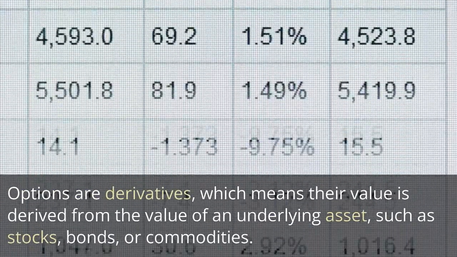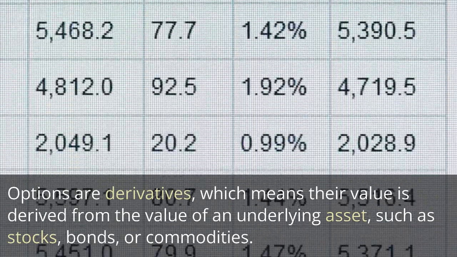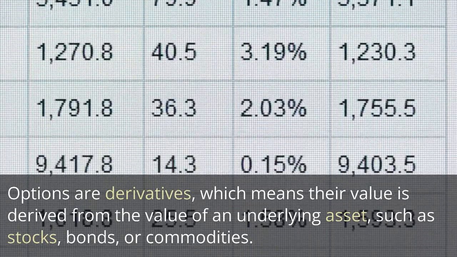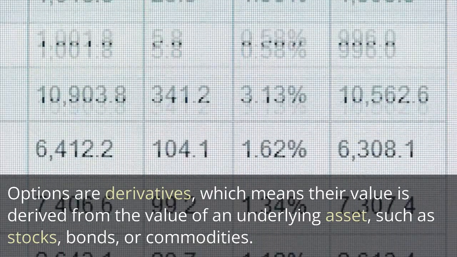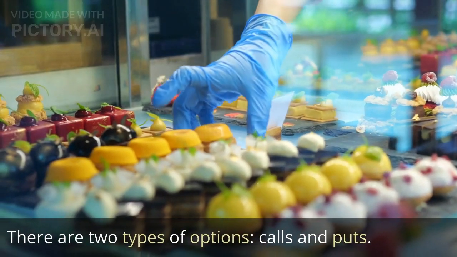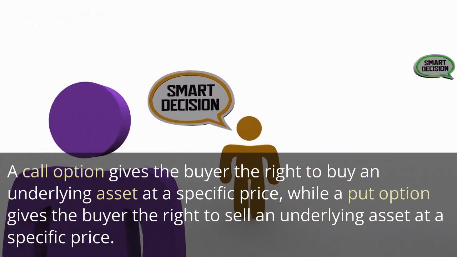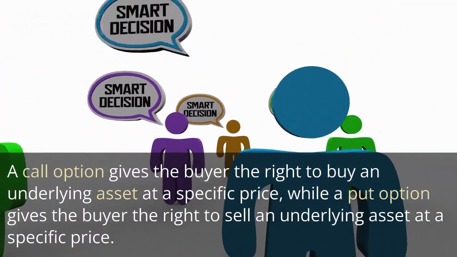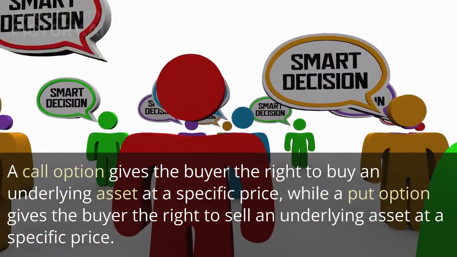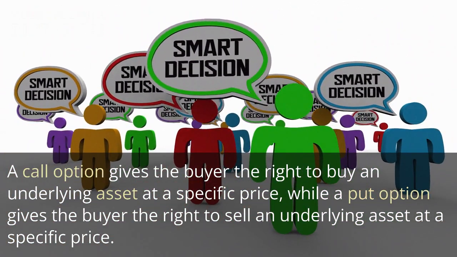Options are derivatives, which means their value is derived from the value of an underlying asset, such as stocks, bonds, or commodities. There are two types of options, calls and puts. A call option gives the buyer the right to buy an underlying asset at a specific price, while a put option gives the buyer the right to sell an underlying asset at a specific price.